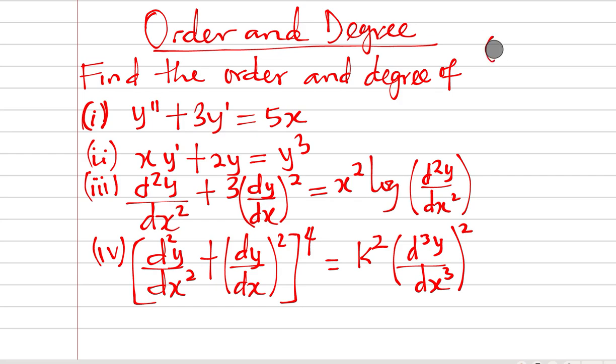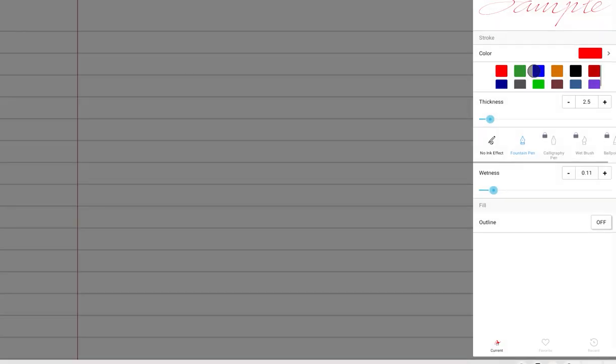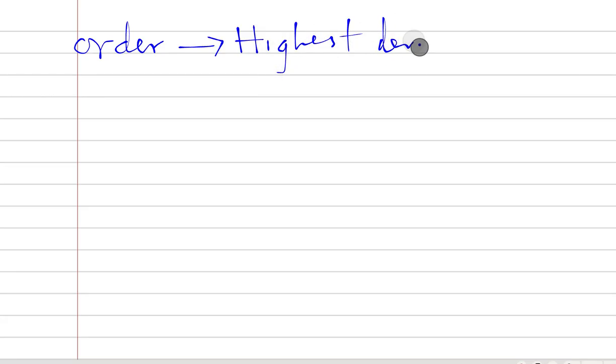Let me put it this way. Let me write that here. Order is the highest derivative. Are you getting what I'm saying now? And what is a derivative? Derivatives are all this, dy dx. Derivative is dy dx.